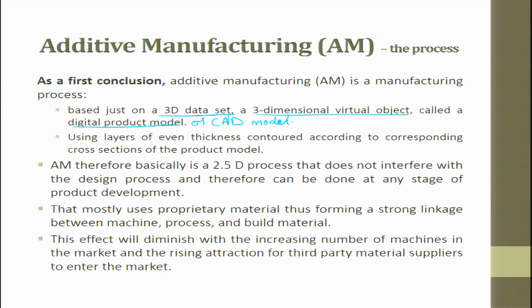Using layers of even thickness contoured according to the corresponding cross section of the product. So, the conclusion is, in additive manufacturing we always prefer to have even thickness. AM therefore basically is a 2.5D process. Why is it 2.5D? X comma Y is 2D and Z will always be small thickness as compared to X and Y.